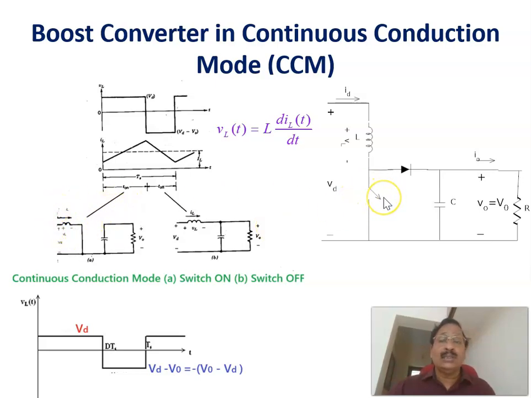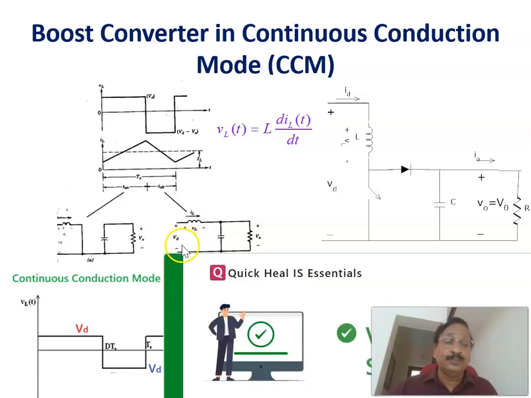When the switch is off, the corresponding equivalent circuit is this one. In that case, the input voltage is VD, the average output voltage is V0, and the voltage across the inductor is VL. Now, applying Kirchhoff's voltage law here, we can see the following.